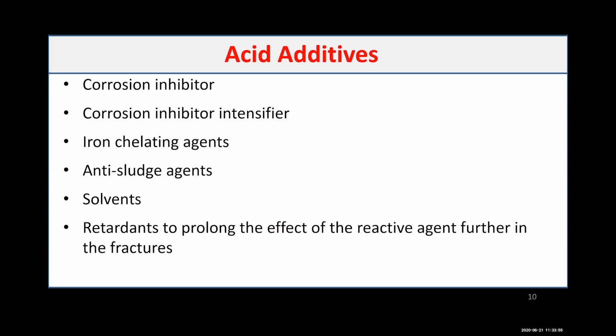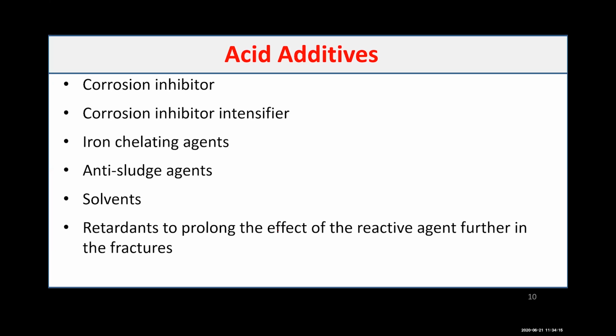You will have a long list of additives that are provided by the service company, and your job as the engineer working with a production company is to be sure that you select the right additives with the right concentration, and that these additives are actually needed in your case. For example, the first additive and the most popular one is the corrosion inhibitor.